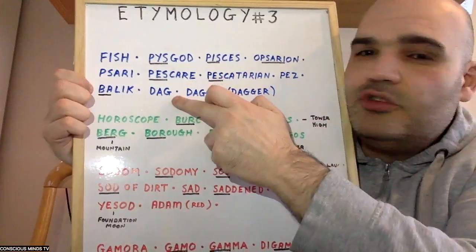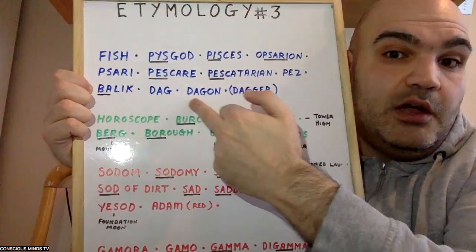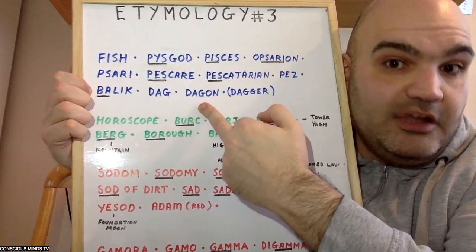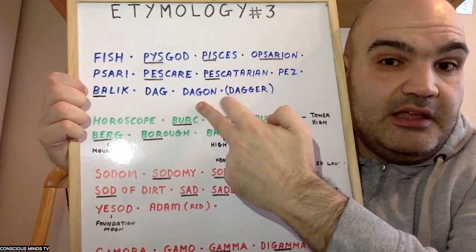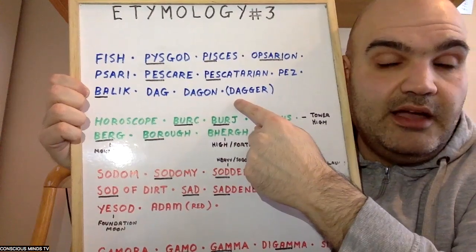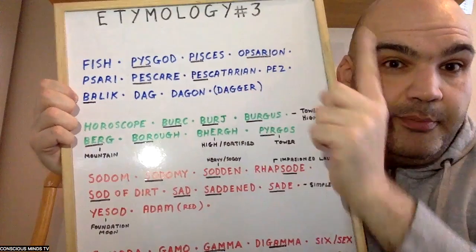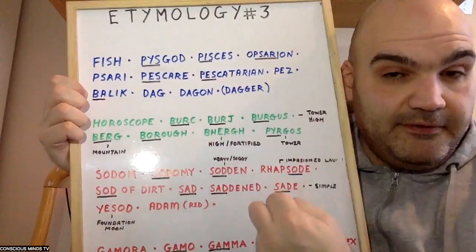And then when we come to the Jewish word, we've got dag, and then we know the fish god is Dagon. I'm thinking the reason why I've put dagger in brackets is because when we look at a dagger, the top part of a dagger actually looks like a fish.